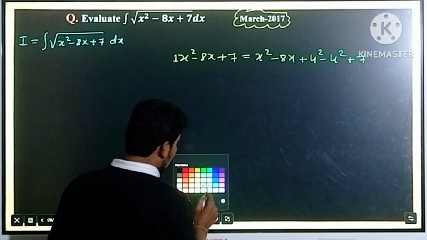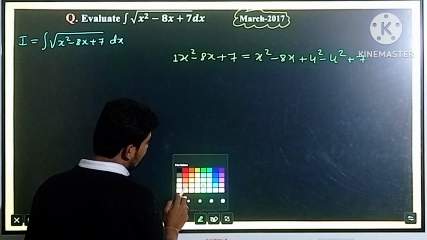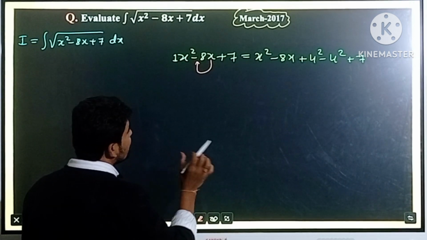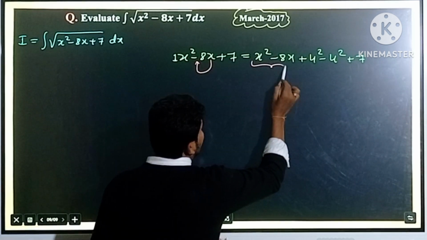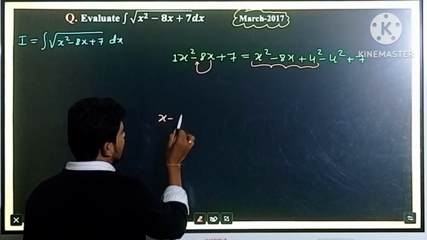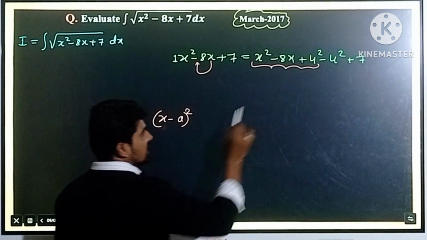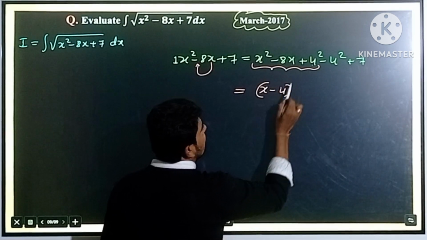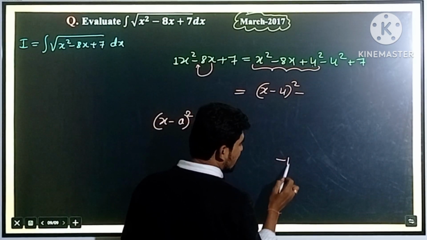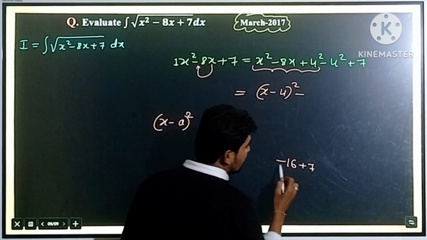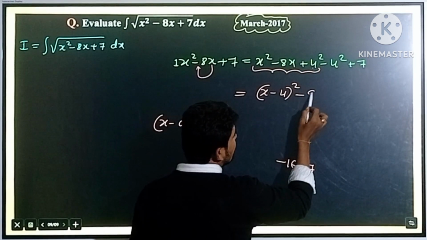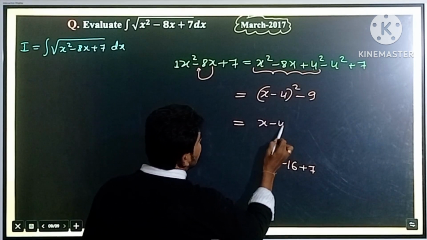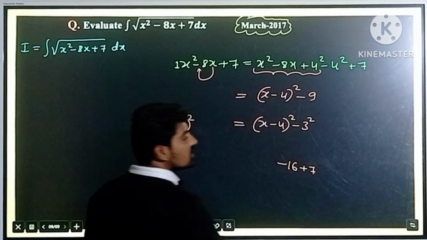Now observe the sign of the coefficient of x. The sign is negative. If the sign of the coefficient of x is negative, then the first 3 terms are the expansion of x minus a whole square, where a is 4. Therefore, these 3 terms are the expansion of x minus 4 whole square. Minus 4 square means minus 16, plus 7. Minus 16 plus 7 is minus 9, which can be written as minus 3 square. I hope all of you are understanding.